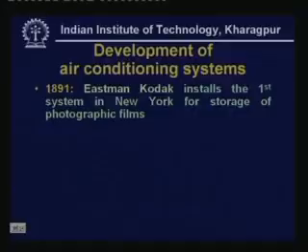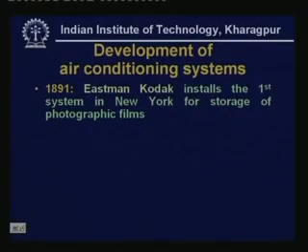The first air conditioning system was installed by Eastman Kodak, the famous photographic film manufacturer, in 1891 in New York, to store photographic films. As you know, photographic films are very sensitive to moisture and temperature, so you require proper storage conditions. So this is the first example of air conditioning system. In fact, air conditioning systems were also introduced in movie theaters and in stock exchanges and all for providing human comfort, that is what is known as thermal comfort.